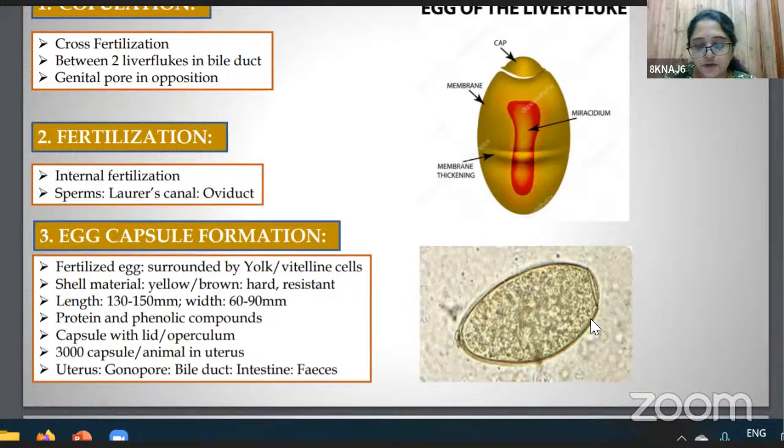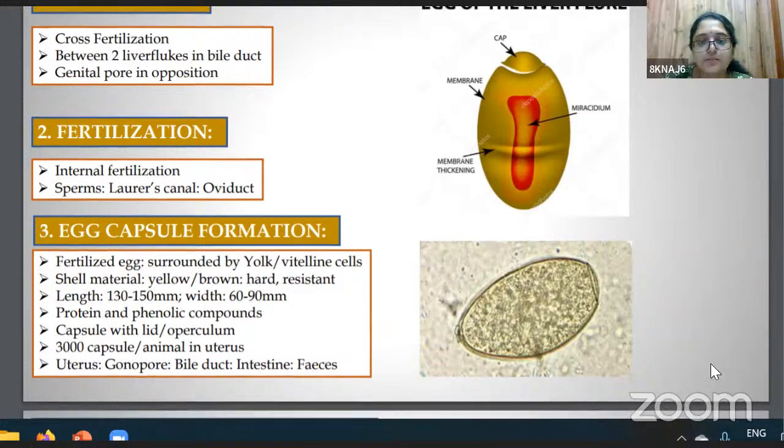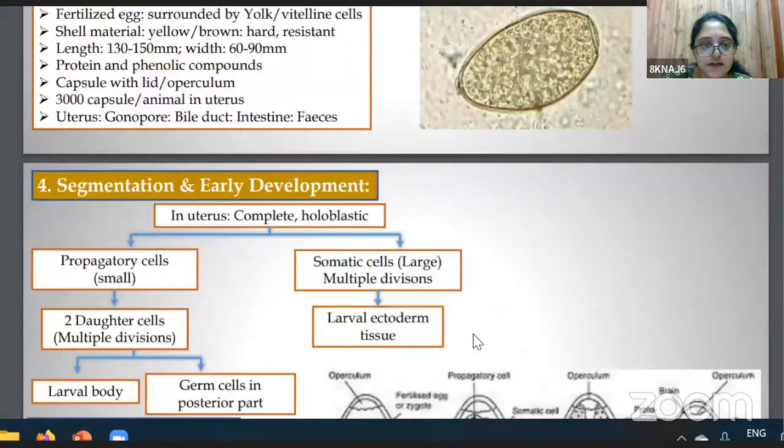Now, the capsules come out of the uterus through the gonopore into the bile duct of the sheep. They reach the intestine and then they are passed out through the feces of the sheep. Each fluke produces nearly 5 lakh capsules. So, a single infected sheep can dispense 100 million eggs. And this is so important because it has to be able to adapt for survival and continuation of the race, because the chances of survival are very limited.